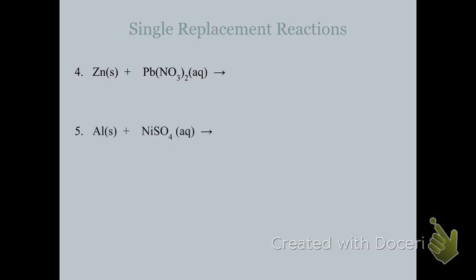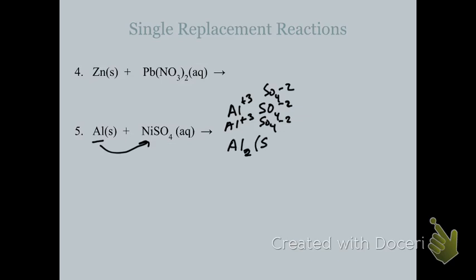Another one is aluminum with nickel sulfate. All right, so the aluminum wants to kick out the nickel. So we're going to put aluminum. I'm going to do this up here because I'm just showing you how I work this out. Sulfate's -2, aluminum's a +3. Okay, so you'll see that you need 2 Als for every 3 SO4, right? And then what gets kicked out is nickel.